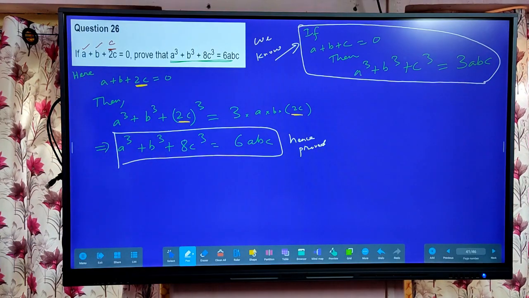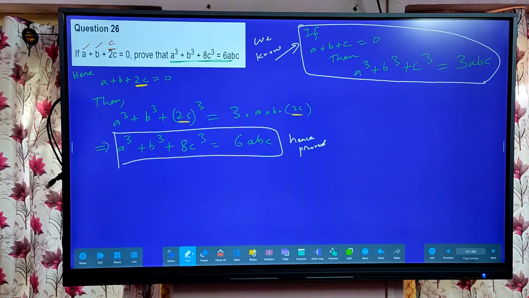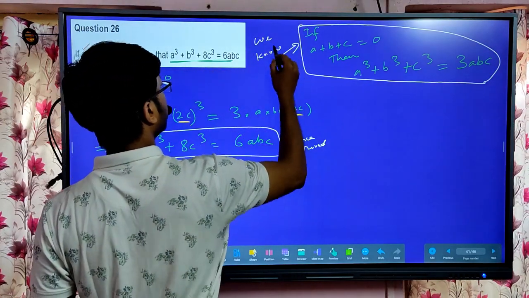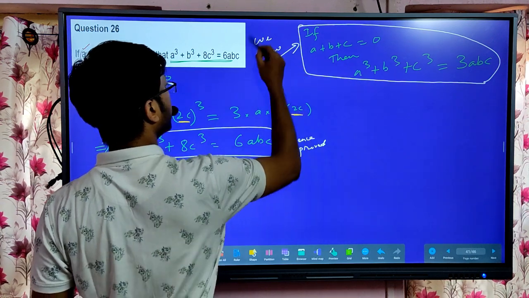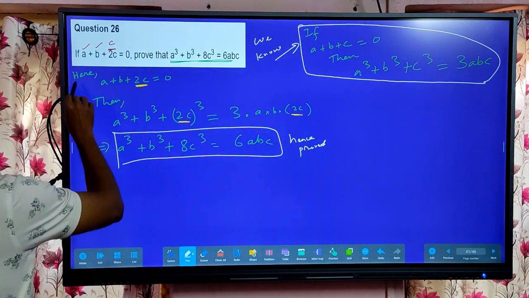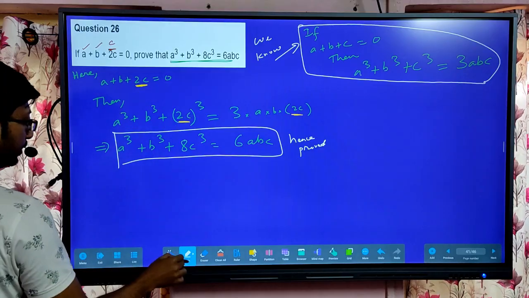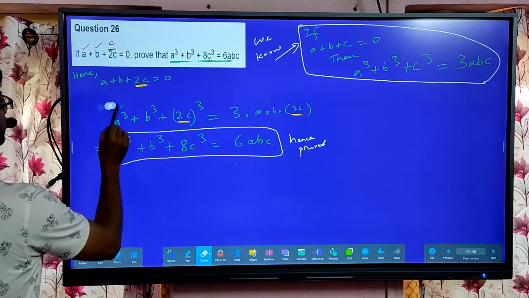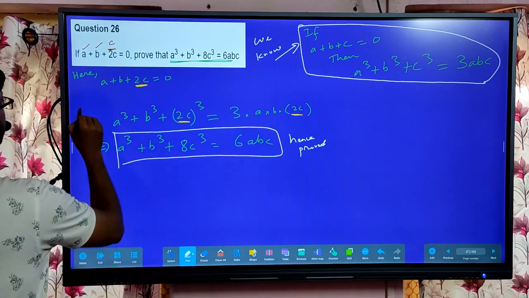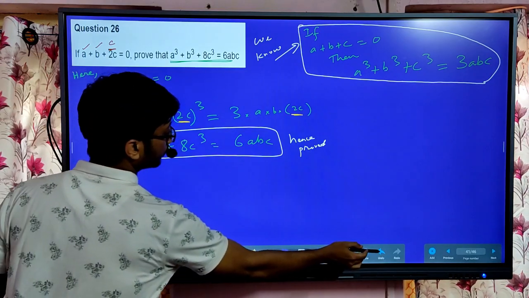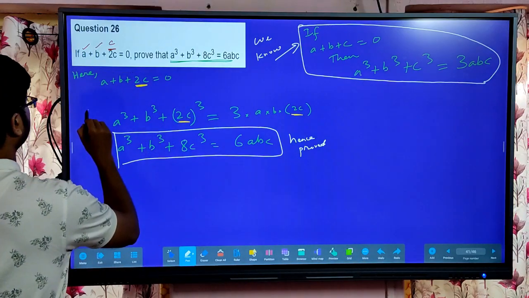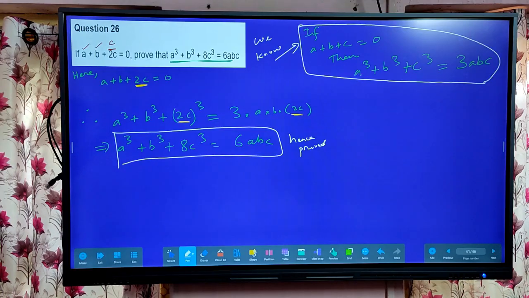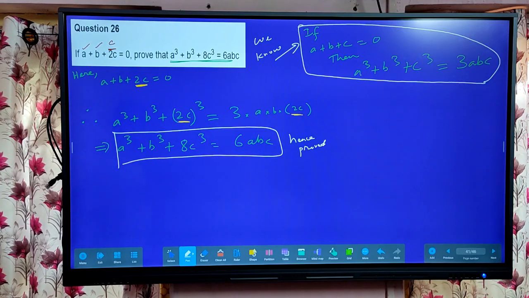Here a plus b plus 2c equal to 0, then therefore, first you have to write these things, and then after that you will write this much. Therefore, this. Okay, only this much will do.